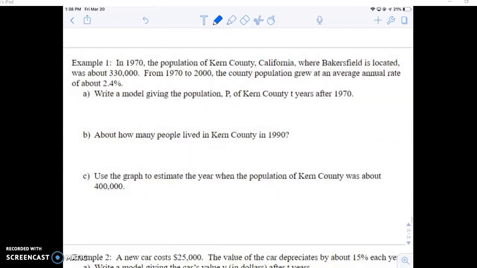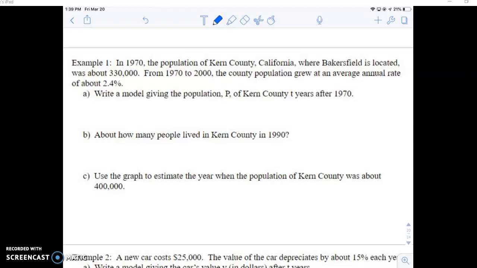Alright, so we have just 3 examples, not too bad. The first one tells us, in 1970, the population of Kern County, California, where Bakersfield is located, was about 330,000 people. From 1970 to 2000, the county population grew at an average annual rate of about 2.4%.